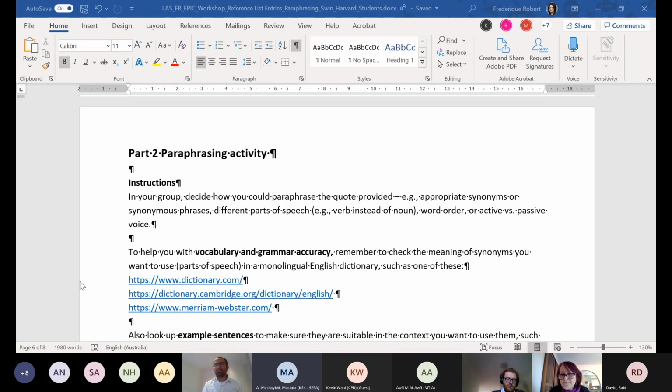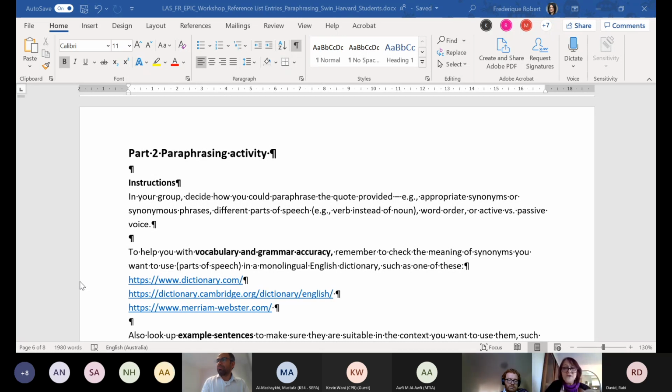Yes, so that means you can change, if you've got a verb, you can change to a noun. You could have a sentence starting with a noun in the passive voice instead of having an active voice with a verb. But you need to be careful because it's related to both grammar and vocabulary. You need to check that the words you use exist, maybe there's a verb and a noun, but no adjective, for example, for whatever you want to change.